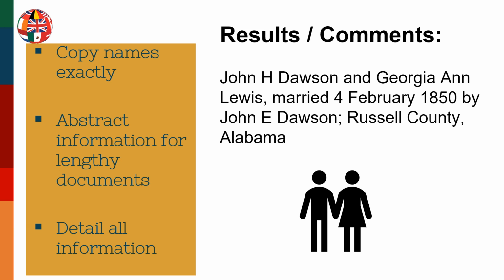Next, you want to discuss what you found in the record. This is in your results and comments section. In this case, I abstracted the information that it was John H. Dawson and Georgia Ann Lewis who were married 4 February 1850 by Johnny Dawson, Russell County, Alabama. An important fact to note is that you need to copy names exactly. If the names are spelled incorrectly, you will need to know the exact spelling to find those again, perhaps in an index. And it's important to abstract the information for lengthy documents.